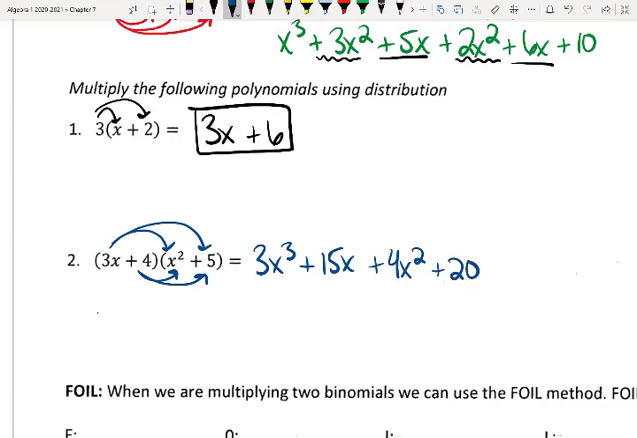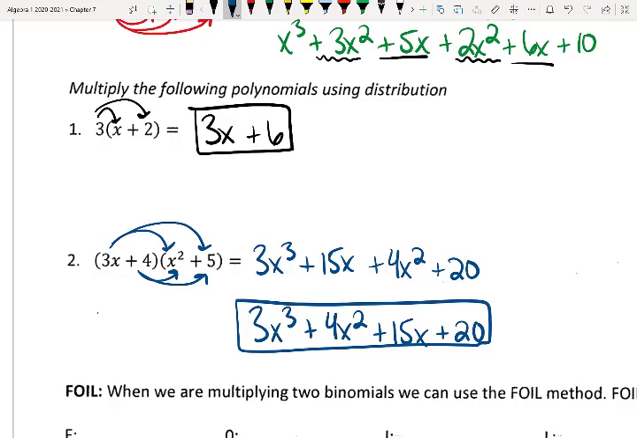In this case, none of them are like terms. They all have different exponents on them. So I'm just going to rearrange this so it's in standard form. 3x cubed plus 4x squared plus 15x plus 20.